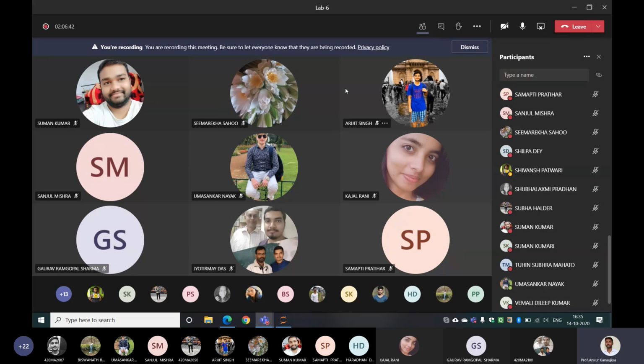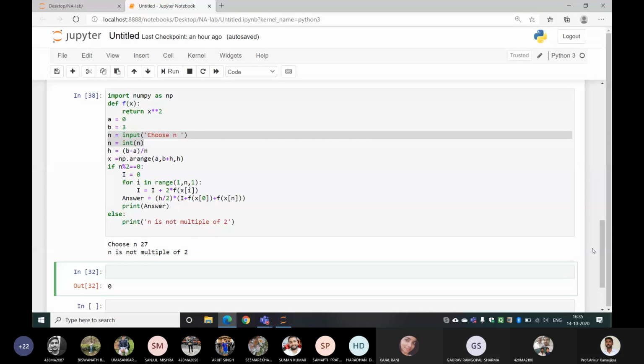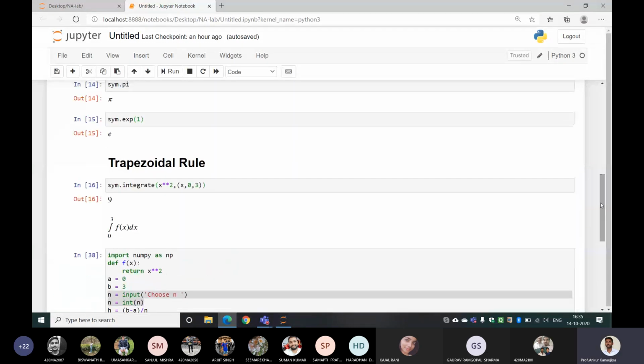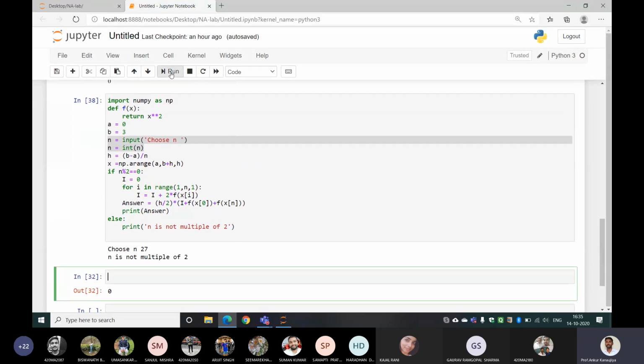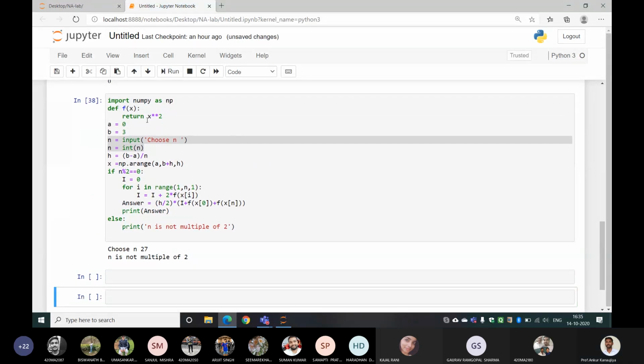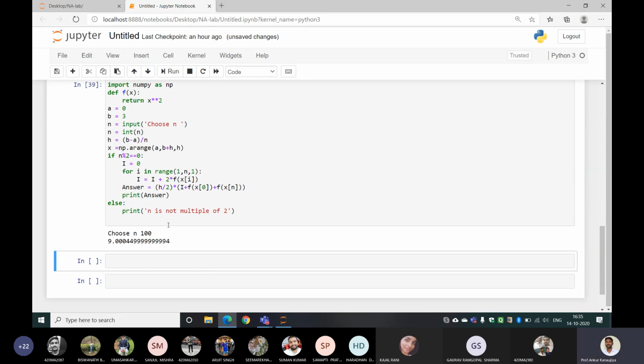Like in this example, here the correct answer is 9. If I say, okay, I want the answer correct up to, so I will run this for n equal to 100. Can you tell me the answer is correct up to how many decimal places here with n equal to 100? Up to 3 places. Up to 3 places. So my question is, suppose I want the answer correct up to 5 decimal places.